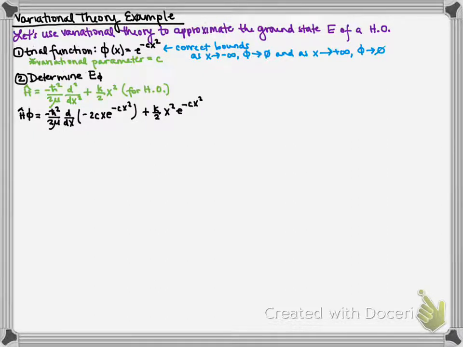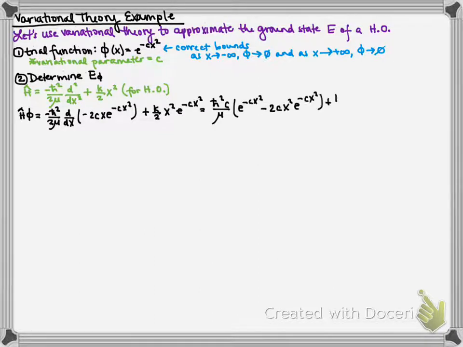So here I've taken one derivative, but I haven't taken the second derivative yet. And here we just have the V of x term times the wave function, which in this case is phi, right? All right, so let's go ahead and take the second derivative and finish expressing that.